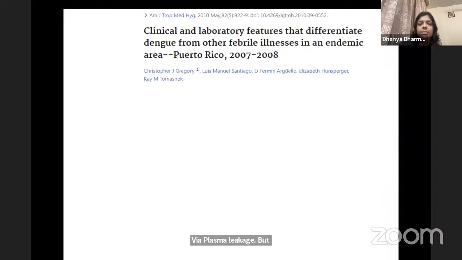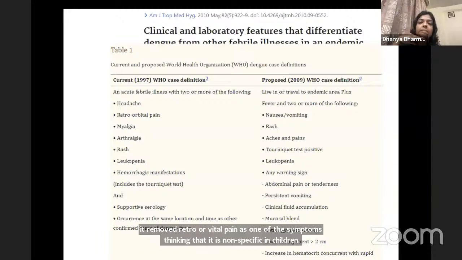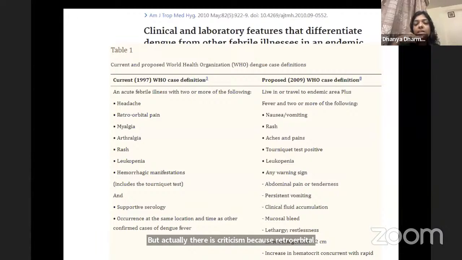But there is a criticism about the dengue classification, which changed in 2009, because it removed retroorbital pain as one of the symptoms, thinking that it is non-specific in children. But actually, there is criticism because retroorbital pain, in case the child complains, is a very good marker. It distinguishes from other viral illnesses, because in general, no other viral illness has retroorbital pain as a complaint.